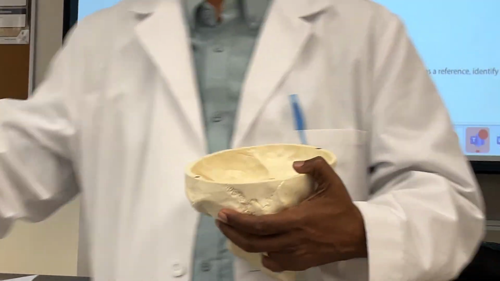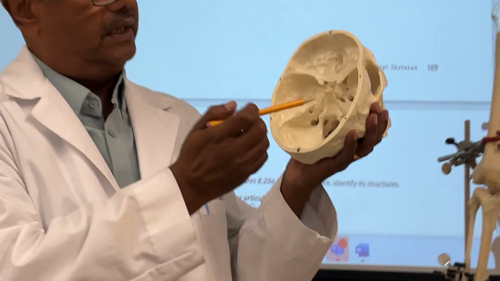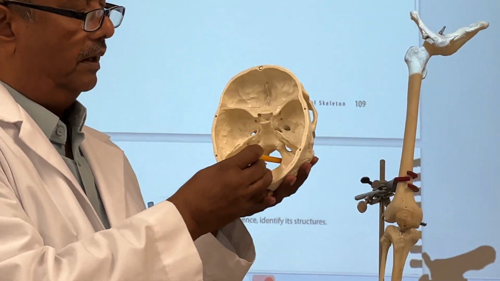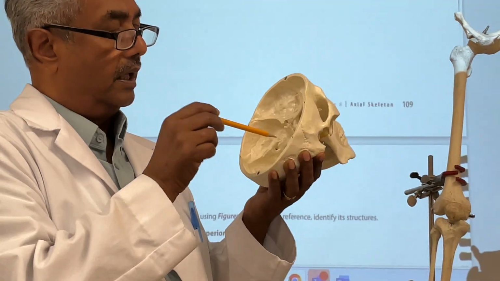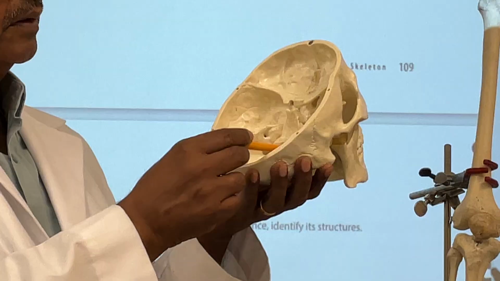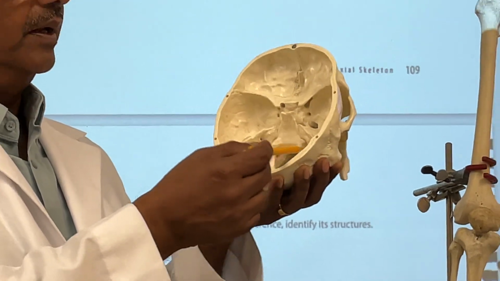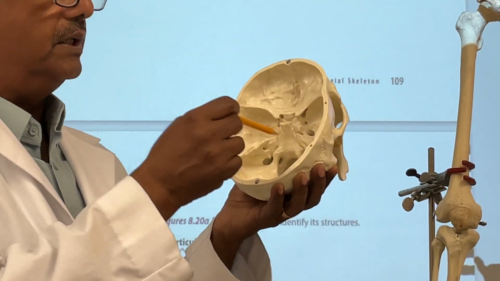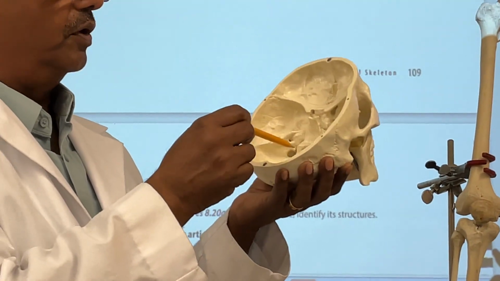So inside the skull, you can see that there's a big hole here that is called the foramen magnum. And over here, you can see there's a big hole just on either side. That is a jugular foramen. There's many holes here. I'm not expecting you to know that. Just these two you should know.